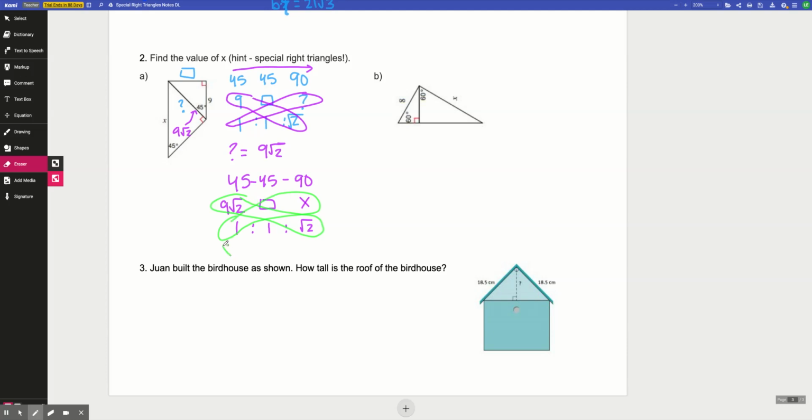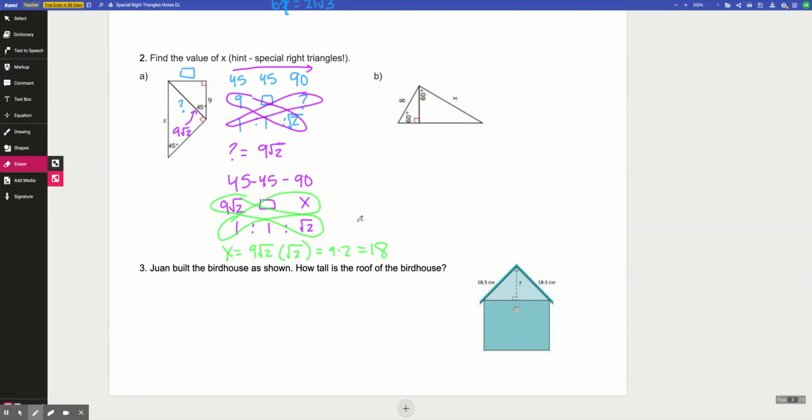What you end up with is x equals 9 root 2 times root 2. Whenever you have two square roots that you're multiplying together and the number underneath is the same, that's like saying you have root 2 squared here. So the square root goes away and you're just left with one of these 2's. So 9 times 2, which is 18. Okay, so that's it for this question.